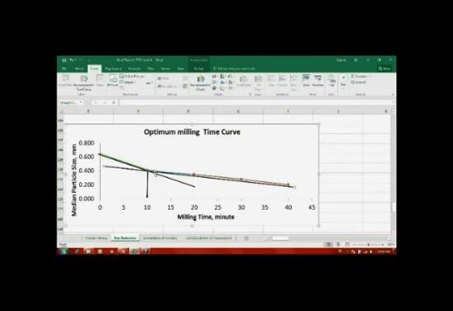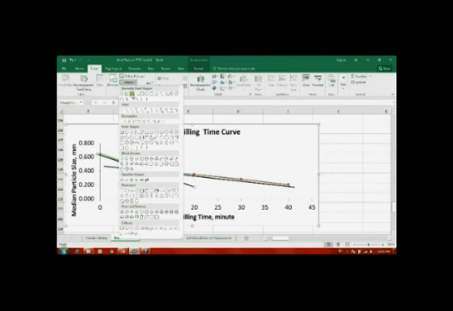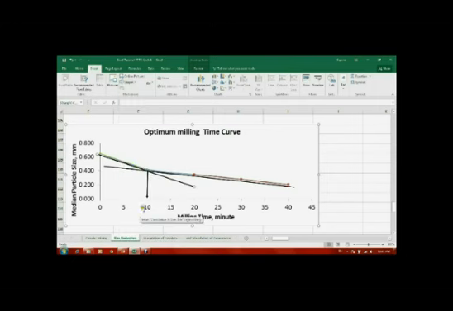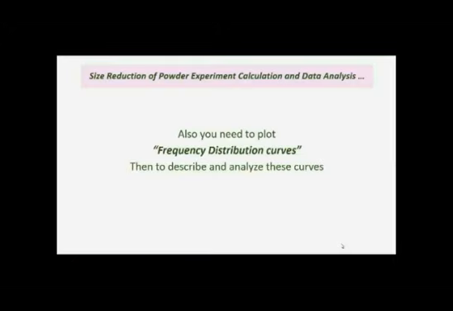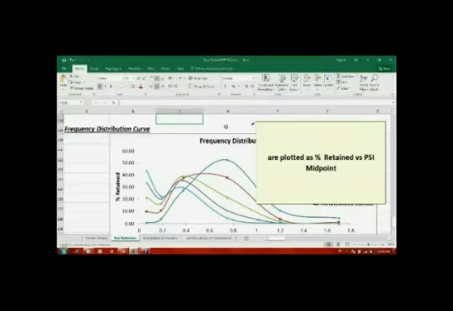Use a scatter chart with smooth lines and markers to plot median particle size in millimeters versus milling time in minutes. As you can see, we are adding the tangents for the terminal and the initial part of the curve to estimate the optimum milling time. Please watch carefully. Also, we will need to plot frequency distribution curves.